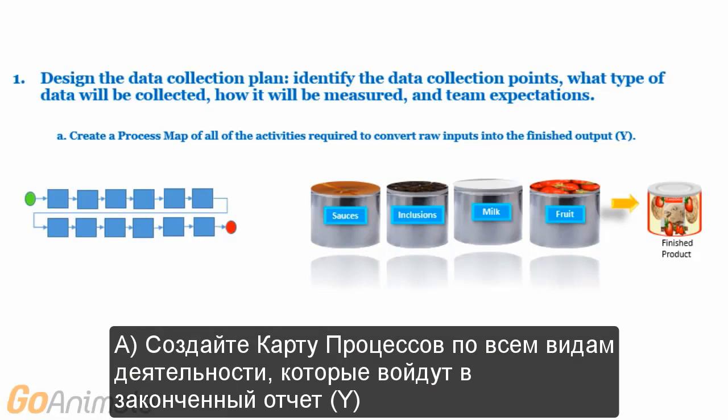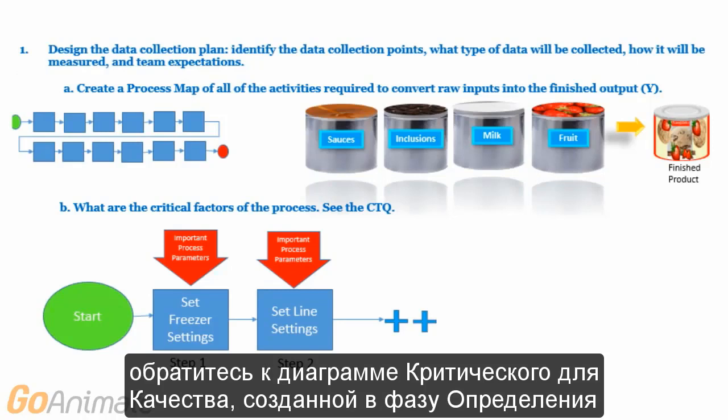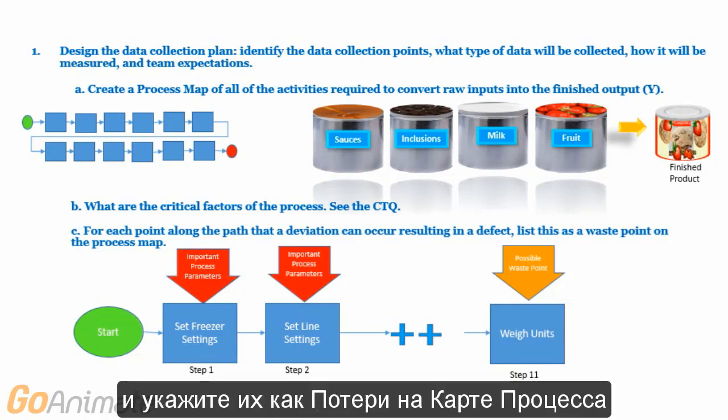A. Create a process map of all of the activities required to convert raw inputs into the finished output. B. What are the critical factors of the process? See the critical to quality diagram created in the define phase. C. For each point along the path that a deviation can occur resulting in a defect, list this as a waste point on the process map.